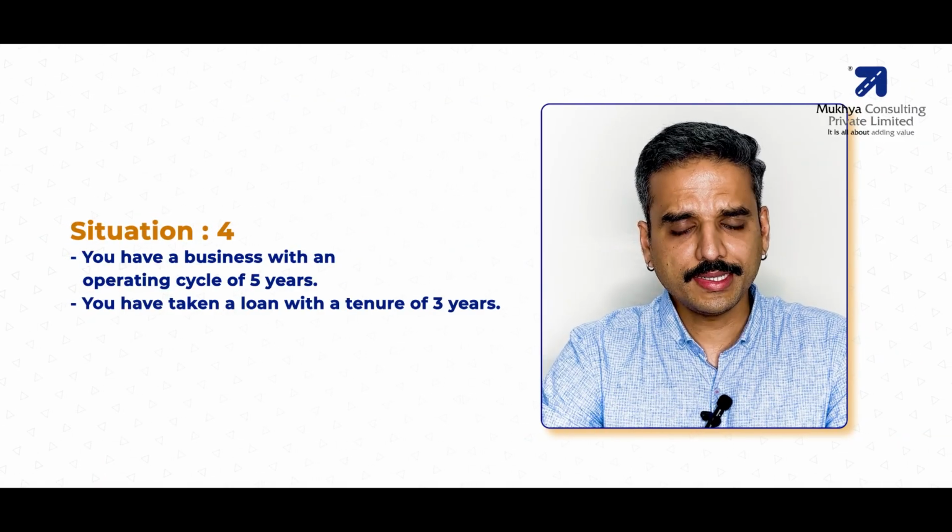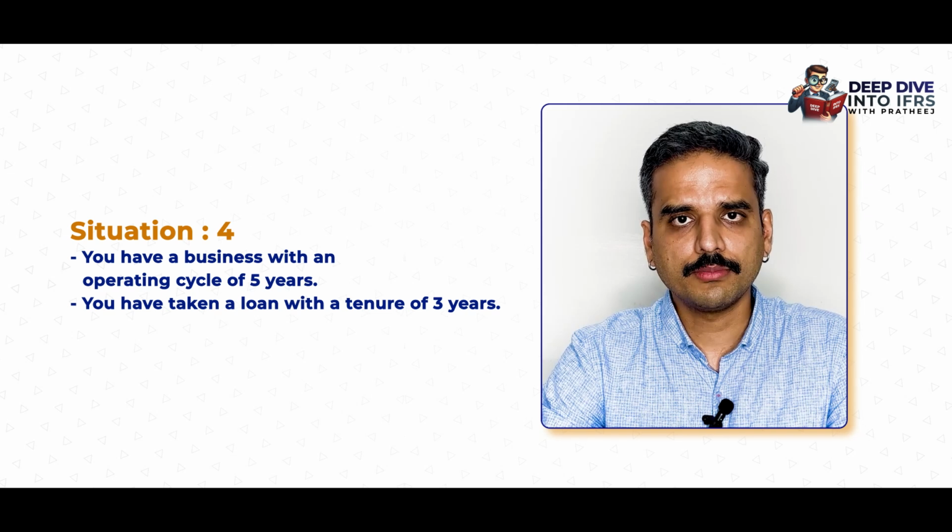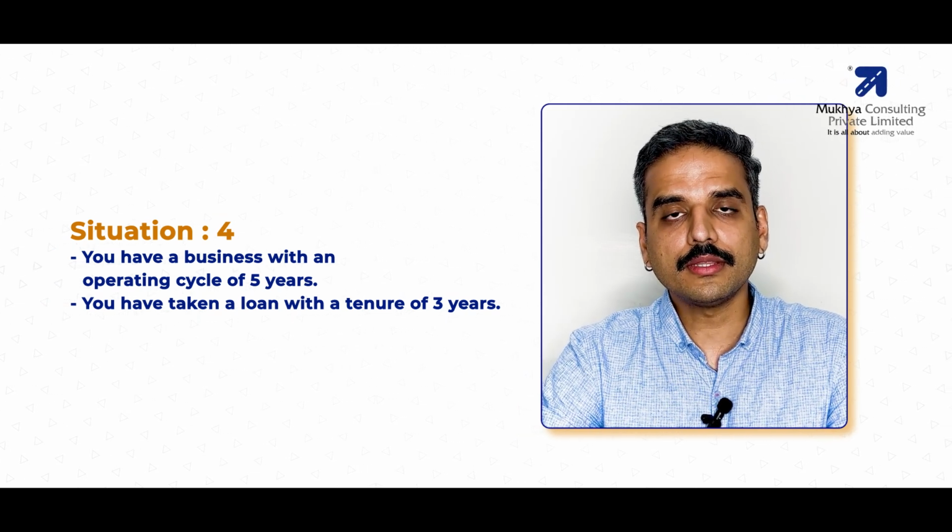Situation number 4. You are an entity with an operating cycle of 5 years. And suppose you have taken a loan for a particular project which is repayable in 3 years time. So how should this loan be treated? Should it be treated as a current liability or a non-current liability?